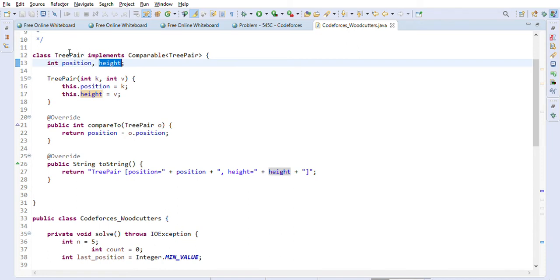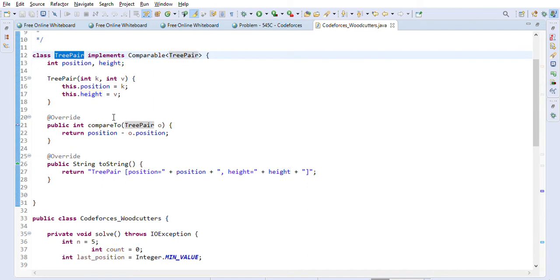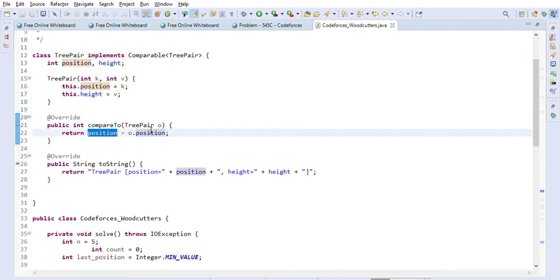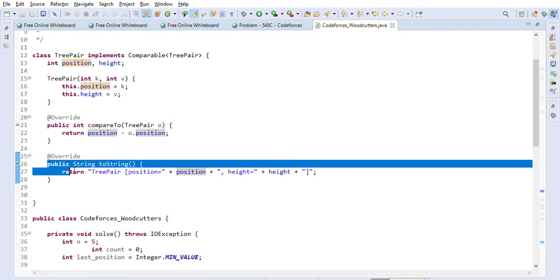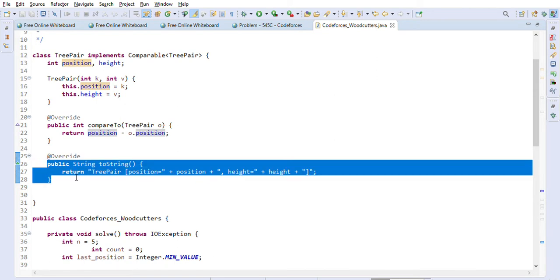We will create tree pairs, and the compareTo will be using the position for sorting. It will use position when it is sorting. And this toString method I just implemented because I wanted to show you the stack trace basically of how the tree pairs will look after the sorting is done. So for that reason I just implemented the toString method.